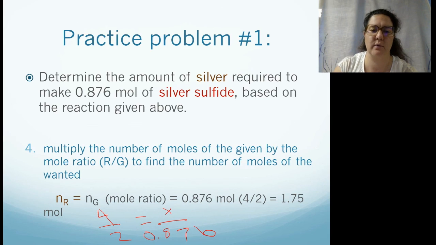So now we're going to take 4 times 0.876 divided by 2. And then it gives us our answer of 1.75 moles. So I just wanted you to see that in that cross multiplying and dividing. So here was our required, here was our given, the x is what was required, and that 0.876 was what was given.